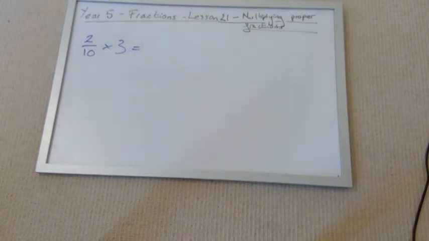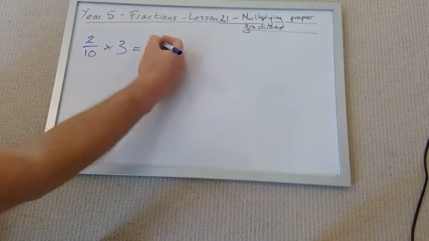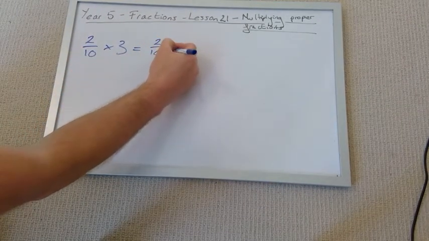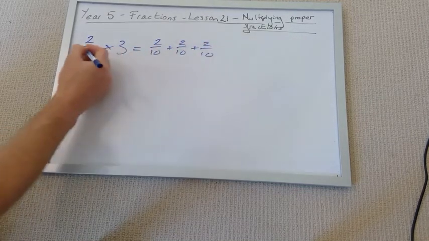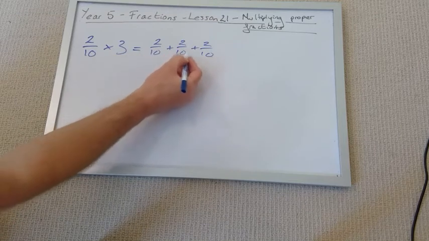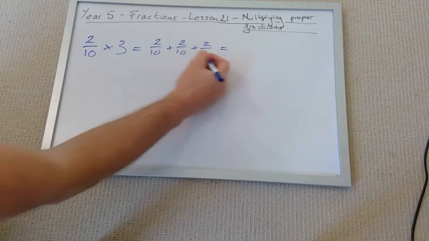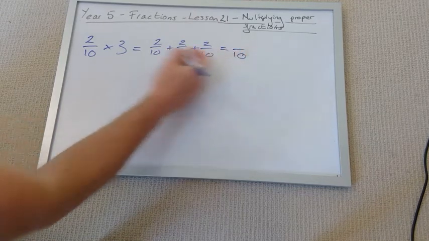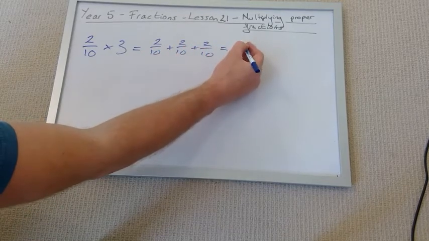Okay, so let's look at another strategy. Here the problem is 2/10 multiplied by 3. Once again, I'm going to use repeated addition. We've done this several times. I need 3 groups of 2/10. So I simply write out 2/10 plus 2/10 plus 2/10. And now I solve. My denominators, my 10ths, stay the same, so my numerators I add. 2 plus 2 plus 2, which gives me 6/10.